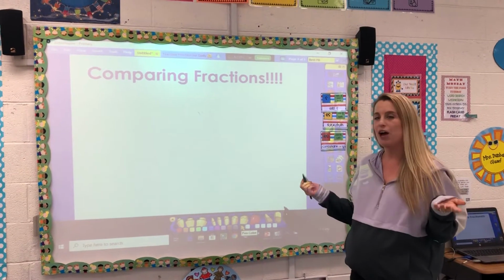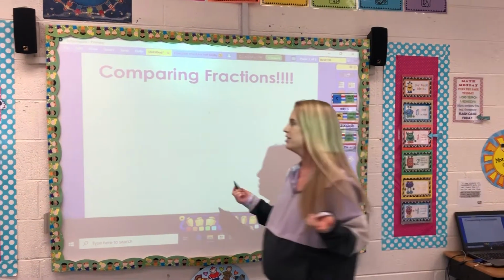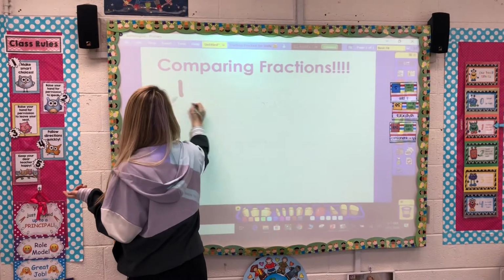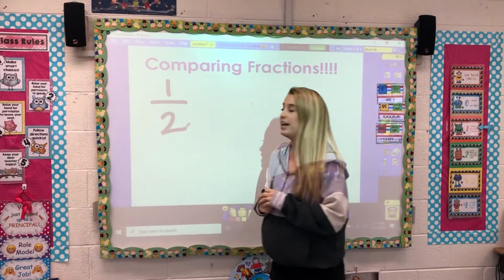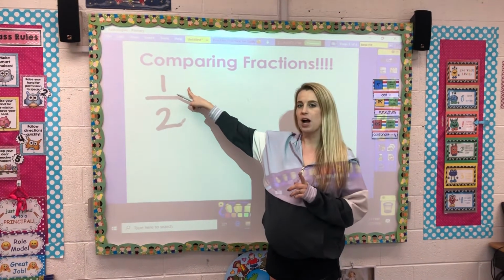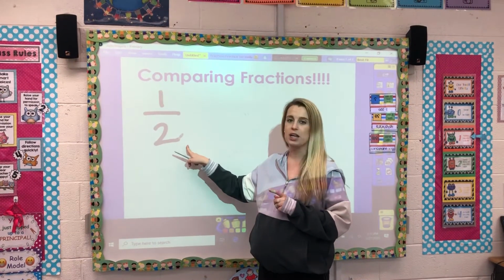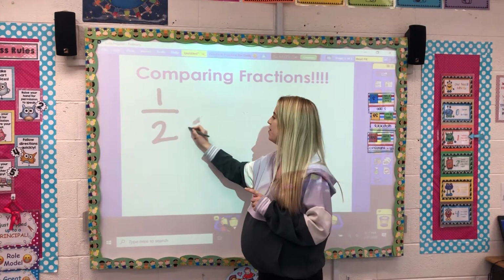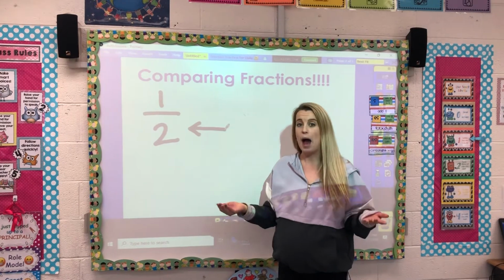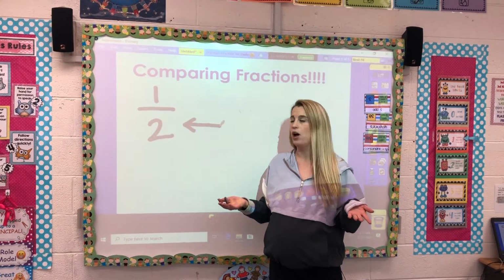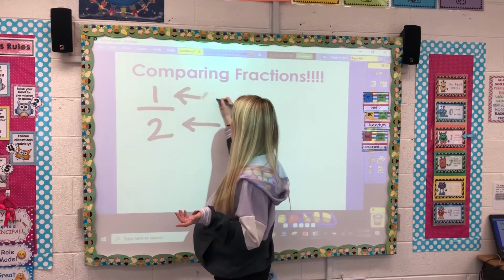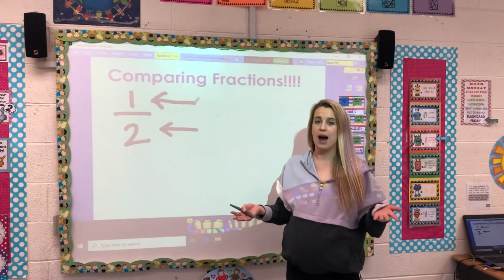Guys, so by now you should have been learning about fractions. You should know that there is a numerator, that's the number on the top, and there is a denominator, that's the number on the bottom. The denominator usually means how many pieces are in that whole. The numerator means how many they're talking about out of that whole.